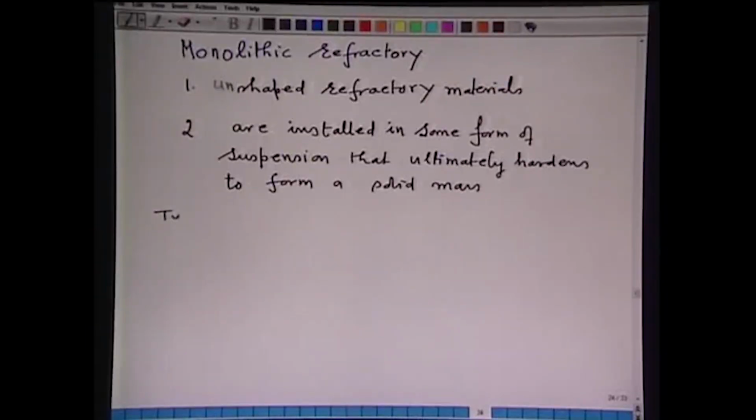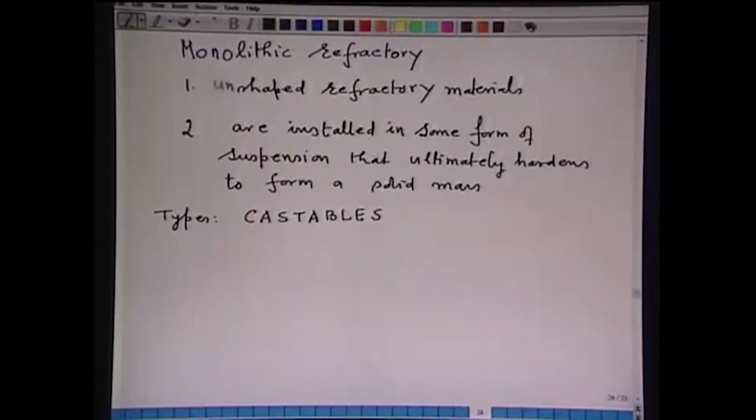So, the types which are available are in fact castables. That means they can be cast into the shape which is desired for a particular requirement of the reactor. Remember, they are not like bricks. The shape of the brick is fixed. So, that is an important thing.